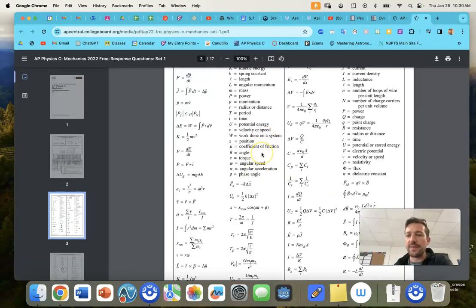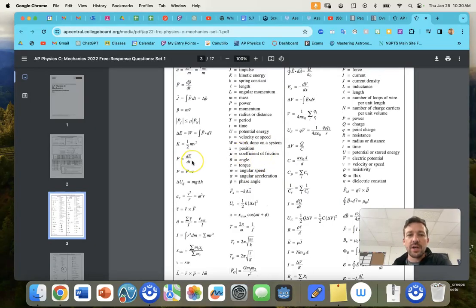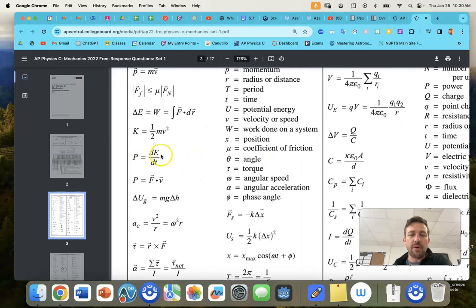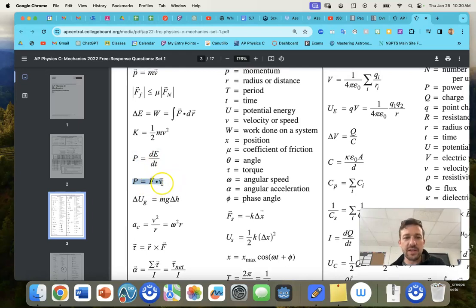Okay, so here we are on the formula chart. This is the power ones. We've got power is equal to the derivative of energy with respect to time, and we've got this one, power is equal to F times v. Now you're looking at that dot, and you're like, wait, there's no multiply dot in between any of these other variables anywhere. Why is there a dot on this one? I will get into that in a little bit.